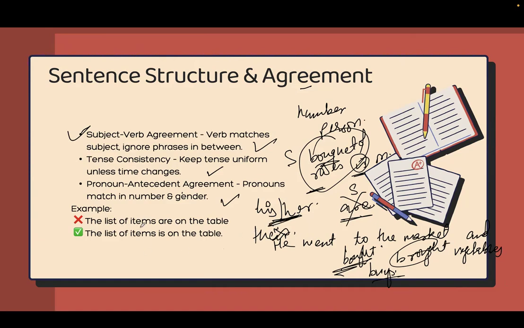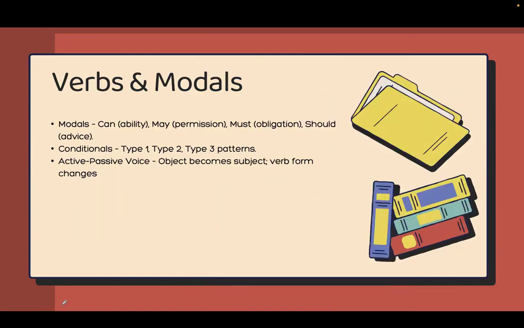Here is another example that is mentioned. The list of items are on the table. The list of items is on the table. This is incorrect. This is correct. Let's move on to the next one. We have verbs and modals that always come together. Always make sure that your modals show the mood, possibility.